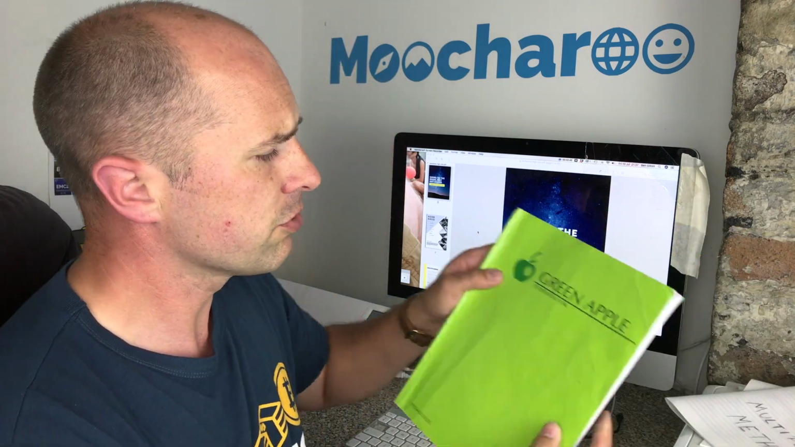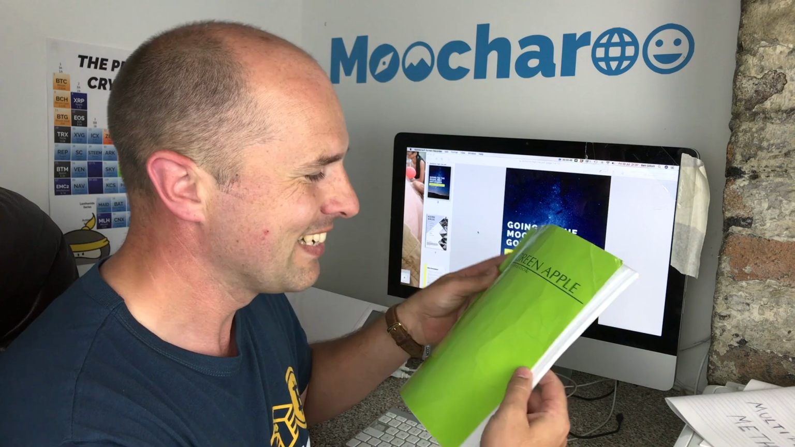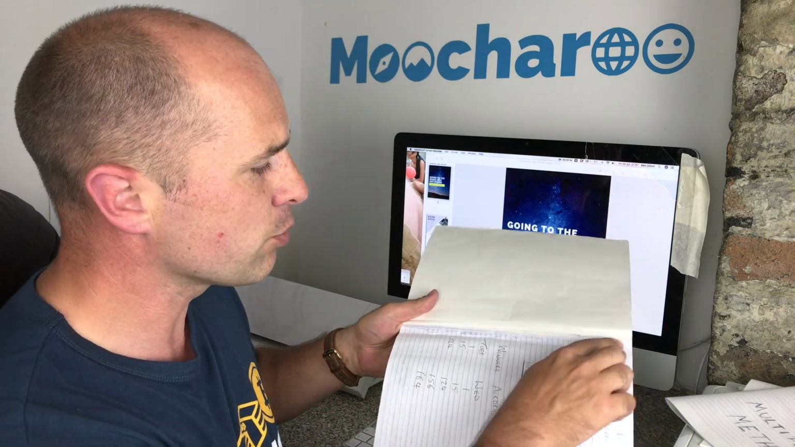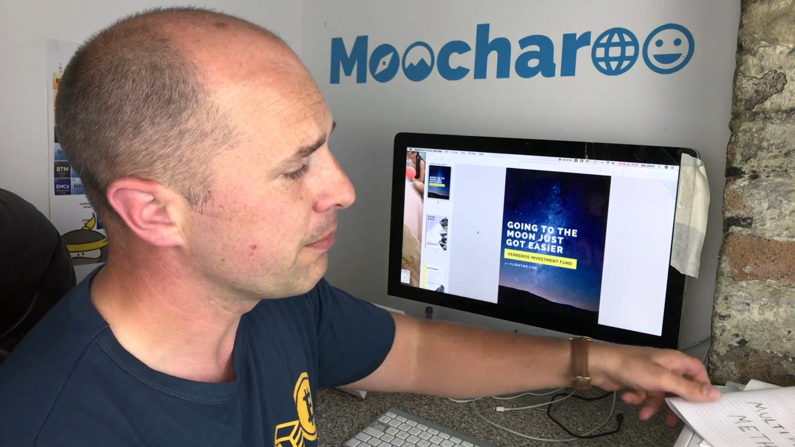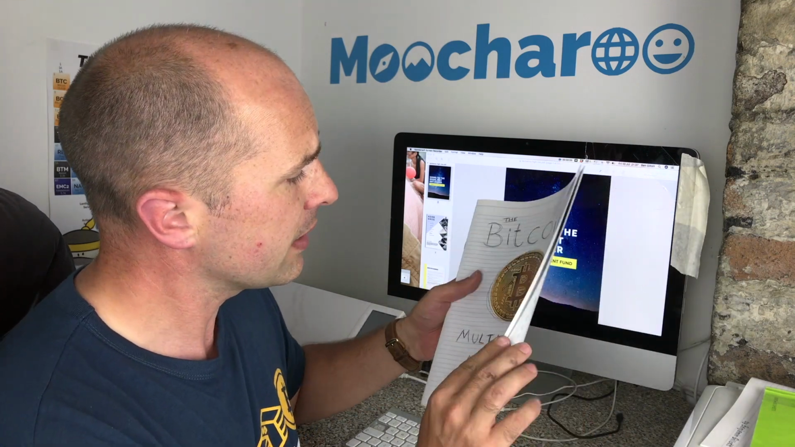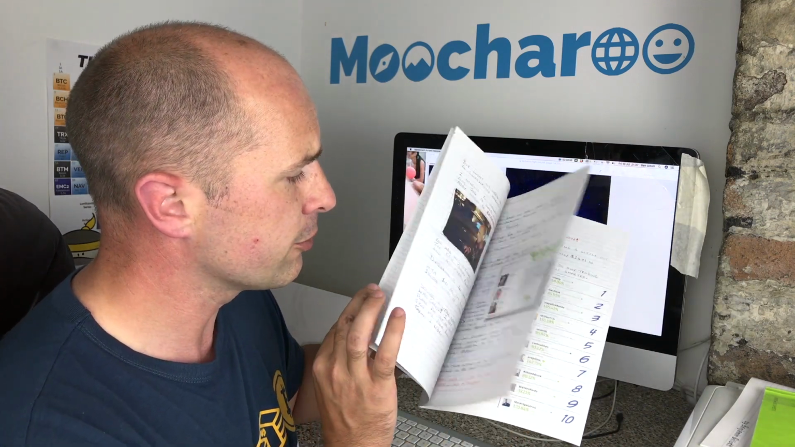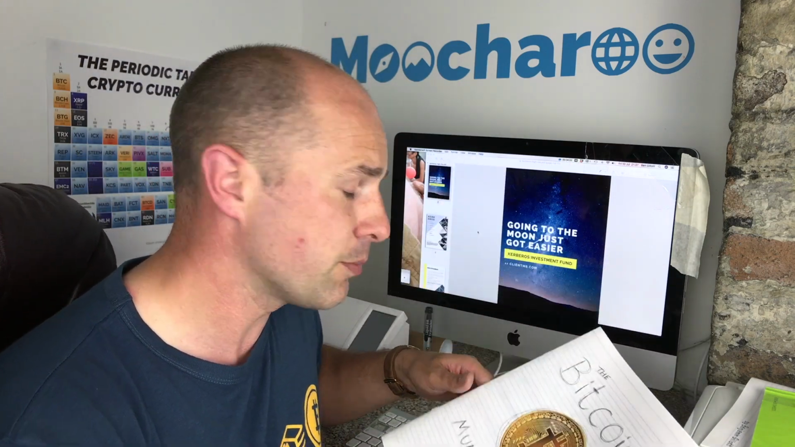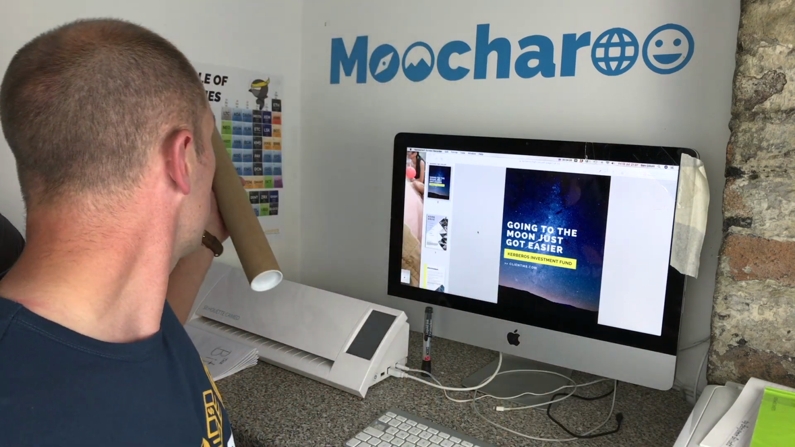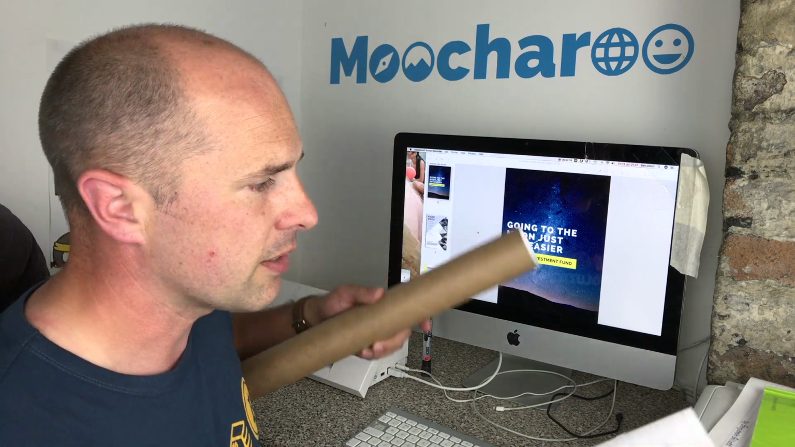I actually wrote this. I was in the Philippines at the time, and I wrote this on this green Apple notepad. Okay, you can see here at the front, this is where the pages got ripped out. Then basically just scanned it in a normal scanner, done this up and created this very nice little manual. This gets sent out to all the brand new Moocharoo Ninja Masters that sign up and upgrade to Ninja Master. Just send it out in one of these postage tubes along with one of the periodic tables of cryptocurrency.